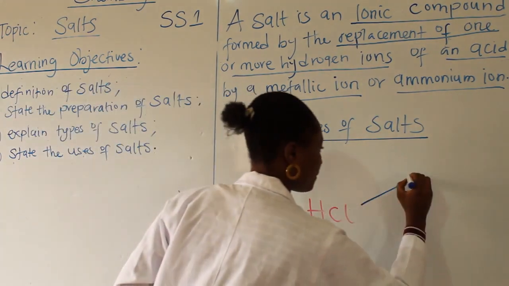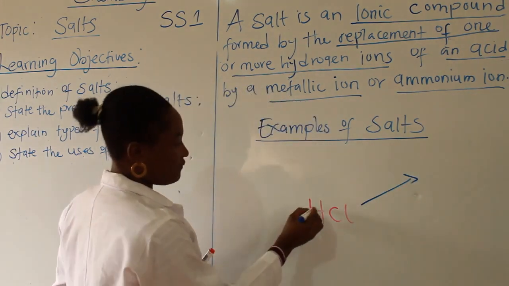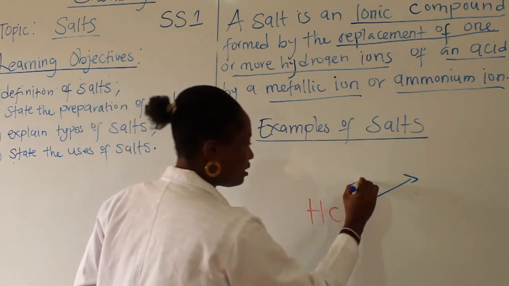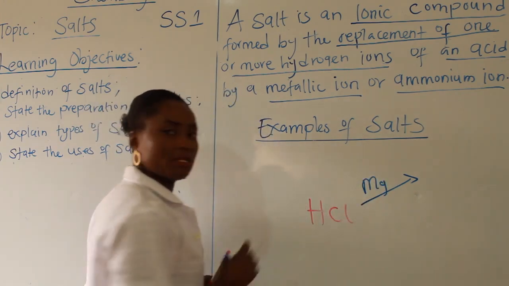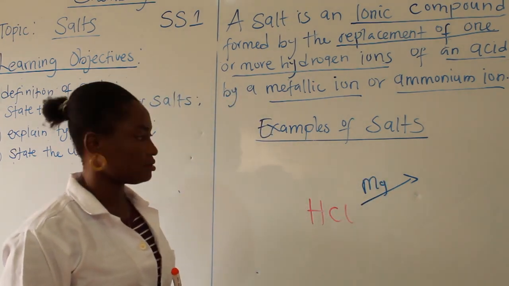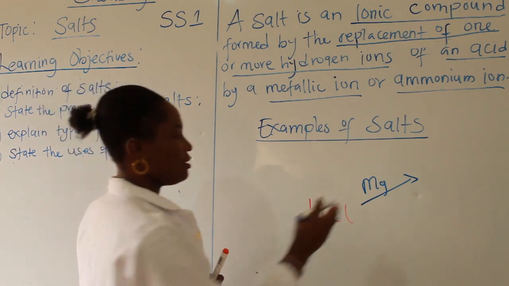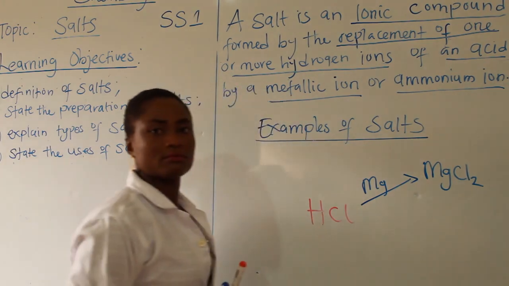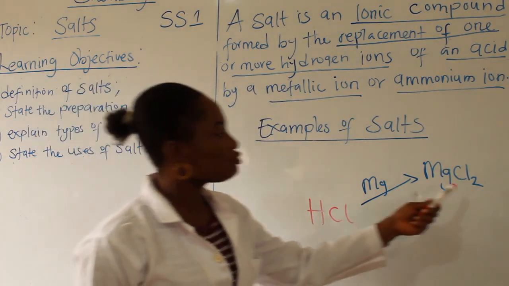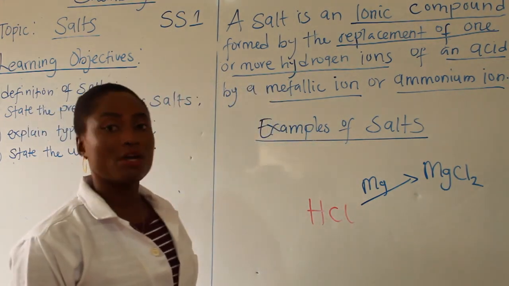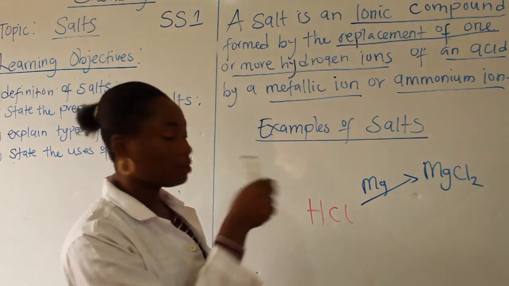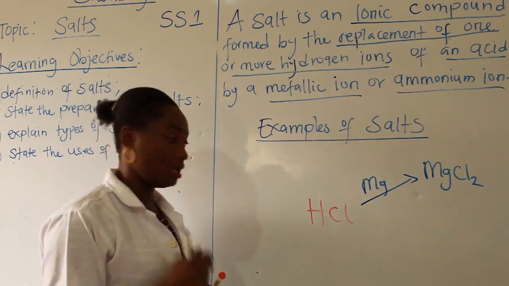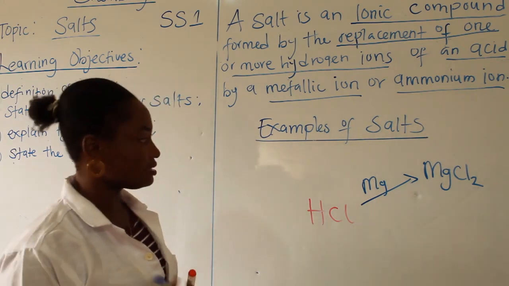Now, if I want to remove this hydrogen and then I add magnesium instead of hydrogen, I'll form a salt. What will be the name of the salt? Magnesium chloride. Now it is having 2 here because magnesium belongs to group 2. So the chlorine will take up the 2. Of course, I've taught you how to write compounds in your last lesson.